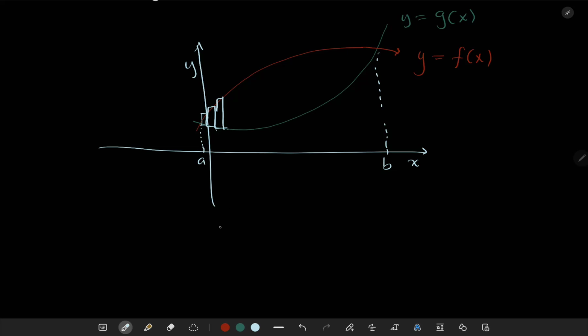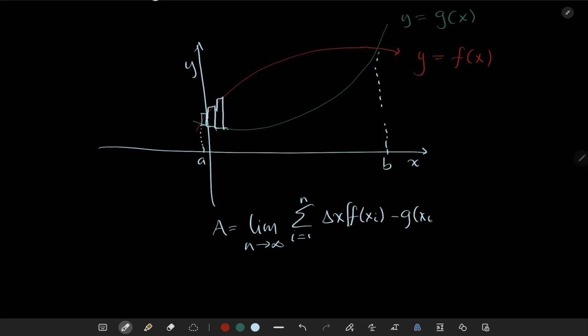So our area will be given by the limit. I do right sums because it's easier. As n goes to infinity, of the sum of i equals 1 to n of delta x. I'm going to take a uniform partition, so I don't have to write delta xi, and then f of xi. I should have done f of xi minus g of xi, because that's going to be my new height.